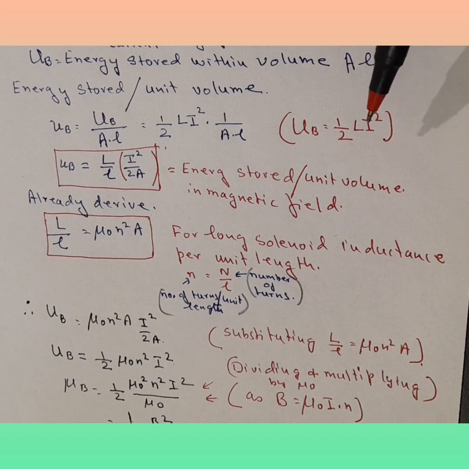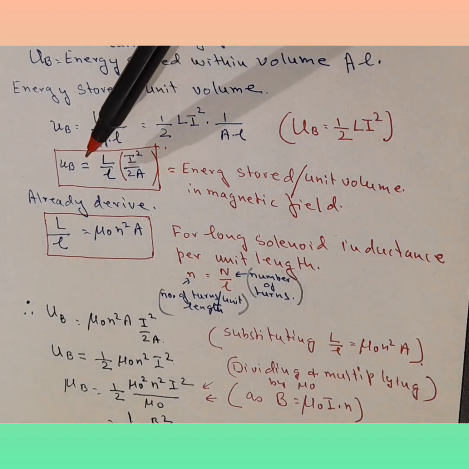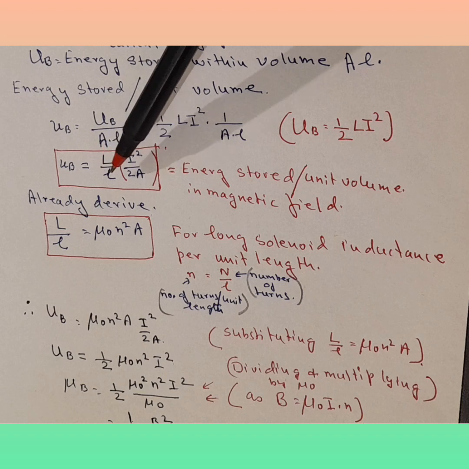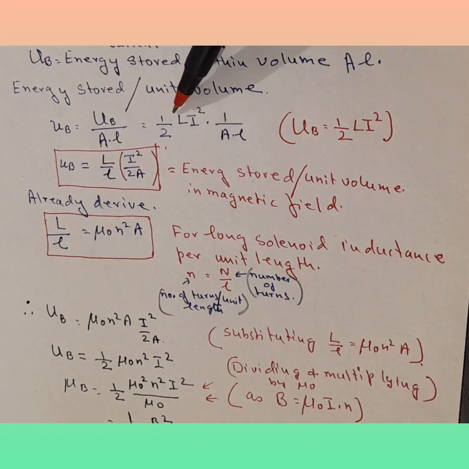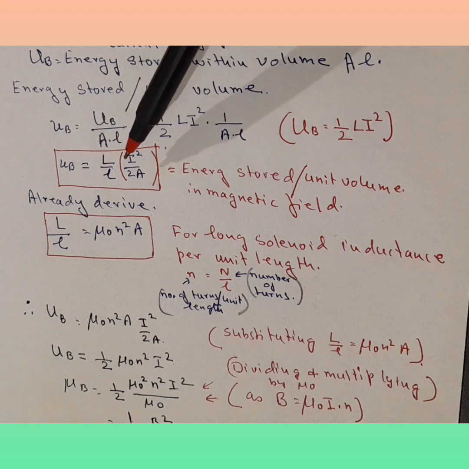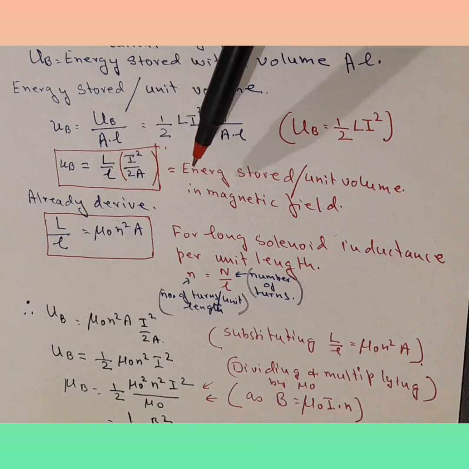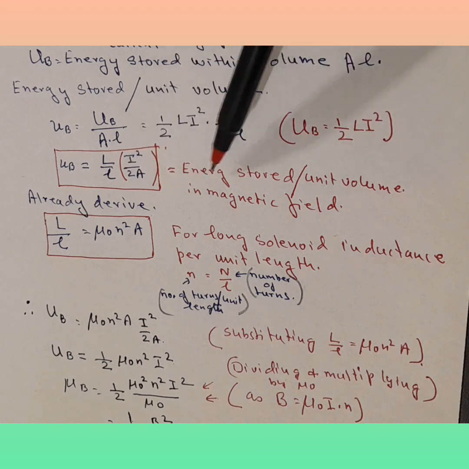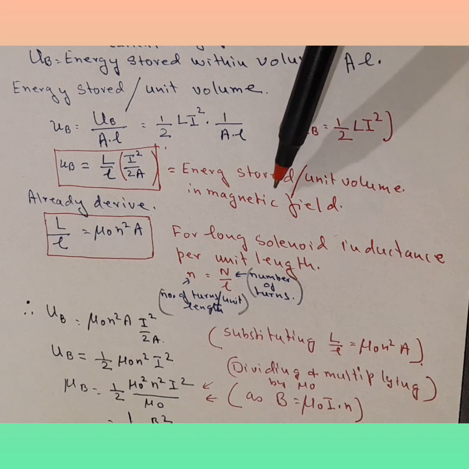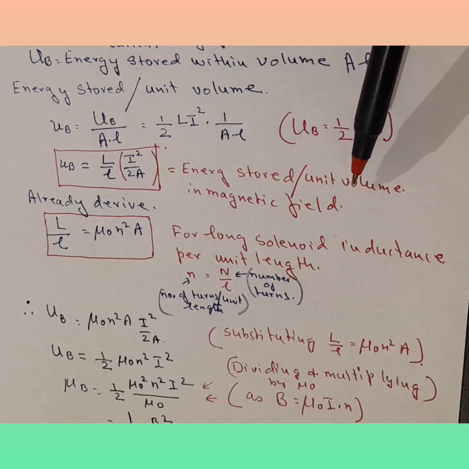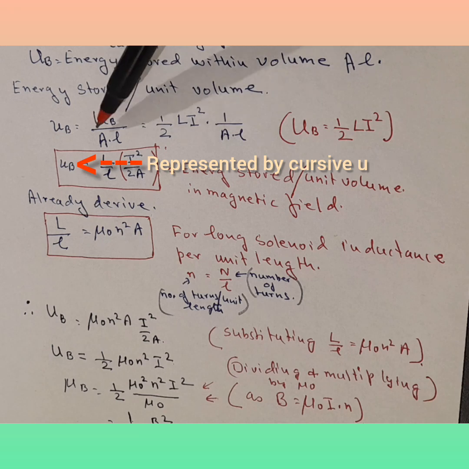So what happens is you get UB is equal to L over l, that is inductance over length, I square remains, and this 2 is this 2, A. So this is equal to energy stored per unit volume in magnetic field. So this is UB over AL.